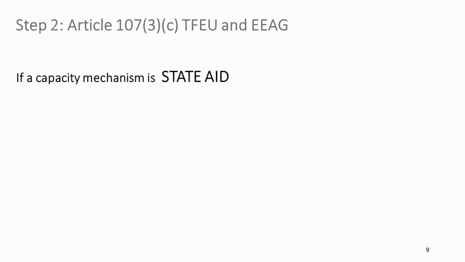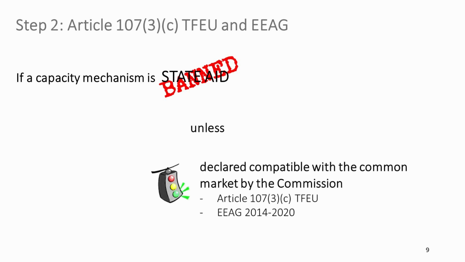In principle, state aid is incompatible with the common market, and therefore it's not allowed. However, there are many exceptions to this general prohibition. Many forms of aid are automatically exempted, whereas other types of aid need to be notified to the Commission for approval. And this is the case of capacity mechanisms.